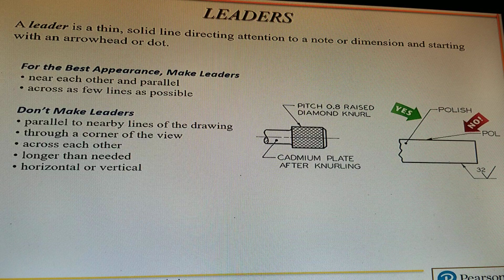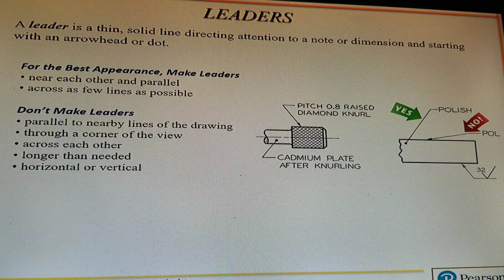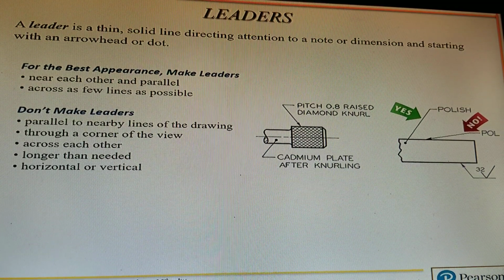Horizontal or vertical. So if you look, there are two drawings there. The one on the left looks pretty good. Everything looks like it's done properly. And the one on the right has that POL leader note. It's too flat. Your arrowhead is kind of blending in with the visible line, so that's a bad thing. And the leader for the polish looks like a good leader line. So those are leaders.